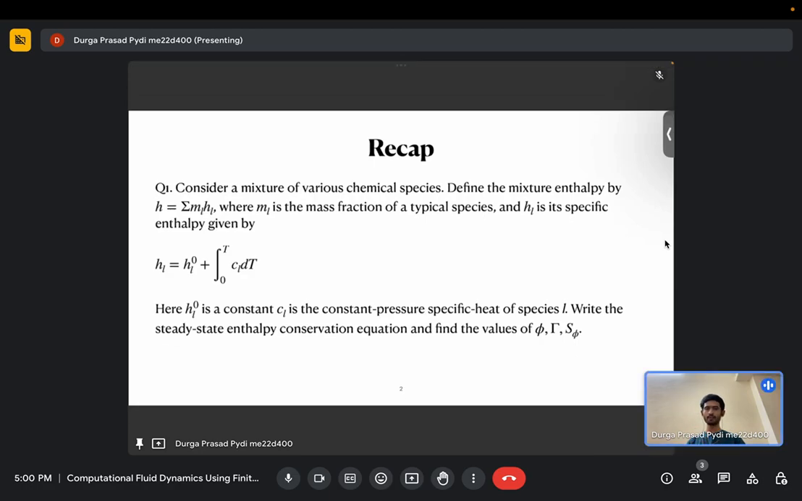So this was a problem where we have a mixture of some chemical species, where the overall mixture is defined by the weighted average of enthalpy of each and every individual species, and our objective is to determine the conservative equation for the overall mixture.